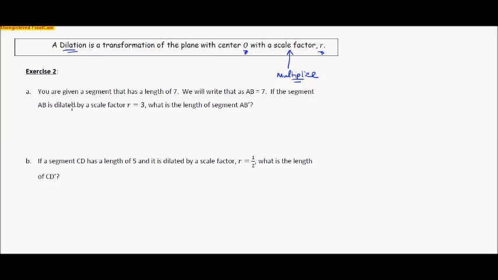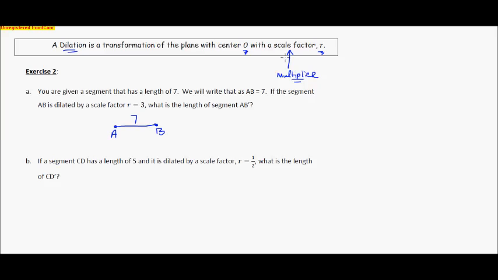Part A to exercise 2, you are given a segment that has a length of 7. So I can draw a little segment here. That's my line segment. I've got 2 points, one on each end, and we're going to call it AB. We will write AB equal to 7. So I'm just going to label it 7. If the segment AB is dilated by a scale factor of R equal to 3, what is the length of segment AB prime?